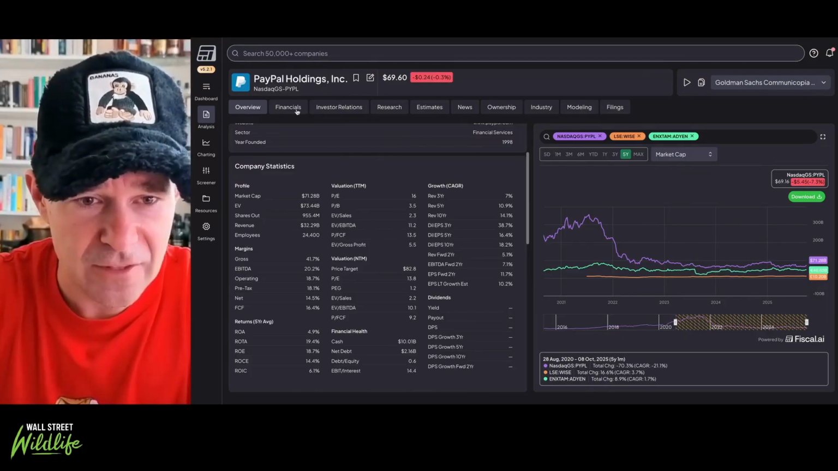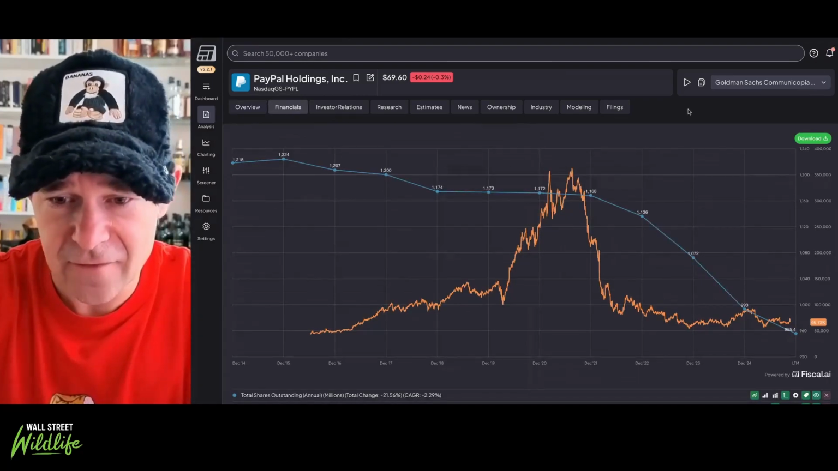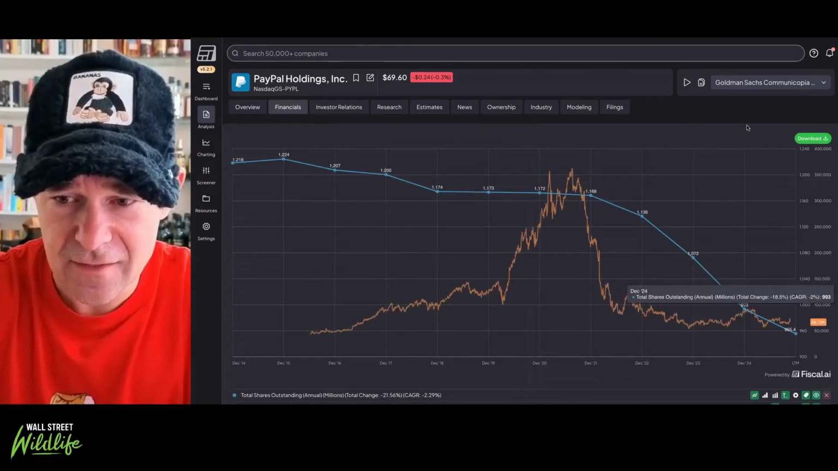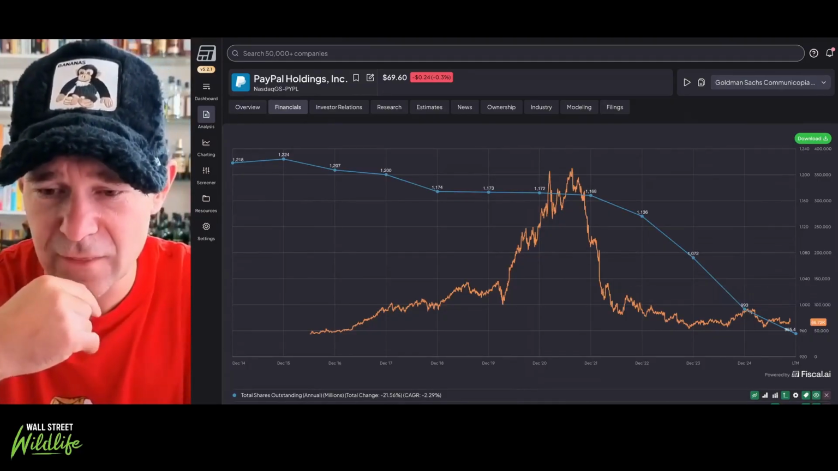Okay. Anyway, it's a great overview. But then I click over to the financials, and this is where Fiscal AI really shines. And this is what I meant by my previous comment. What are they doing with their cash flow?